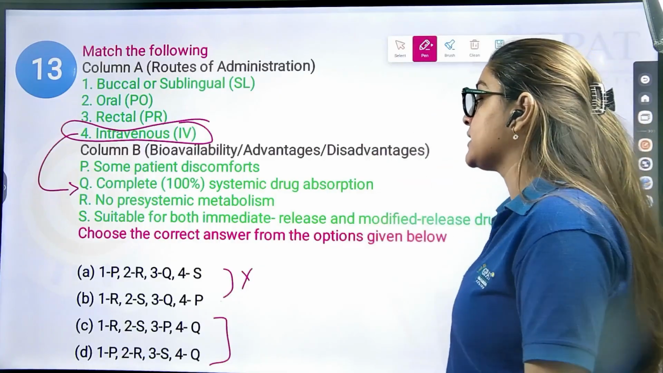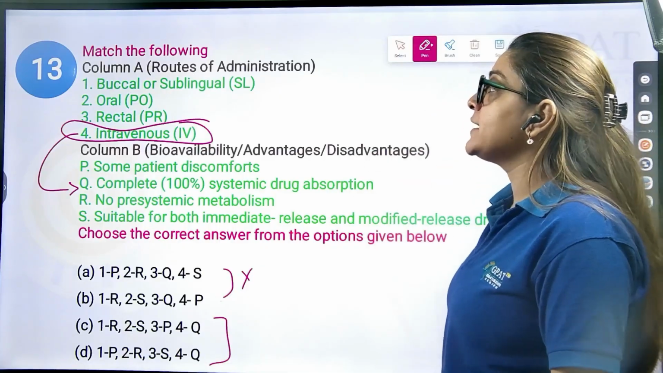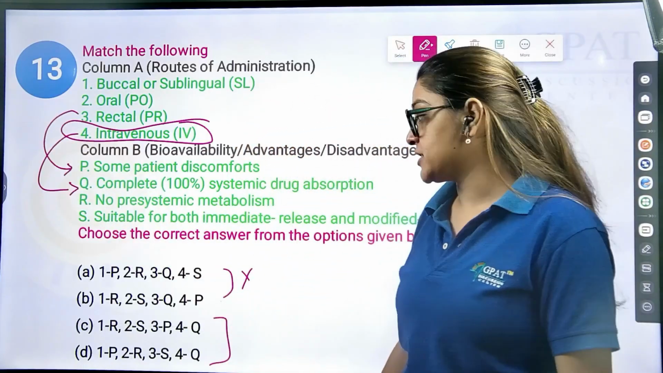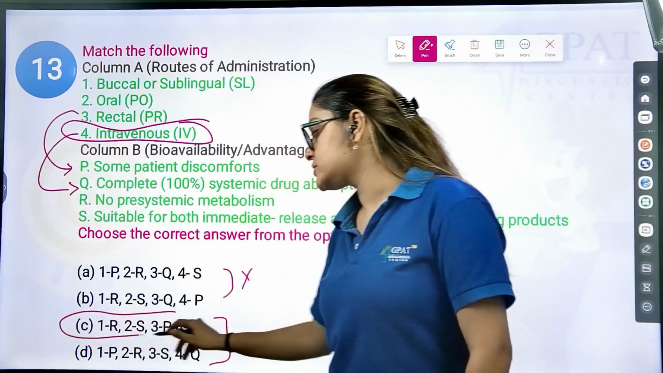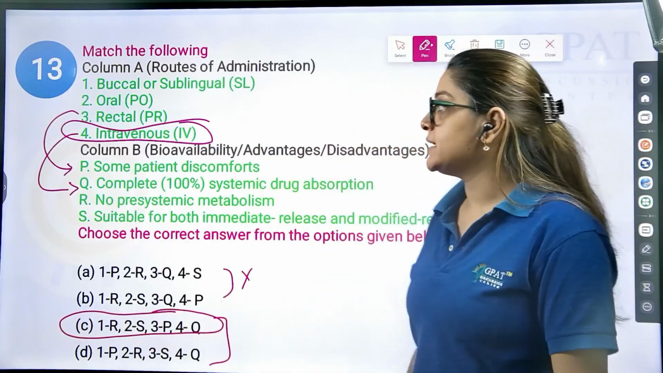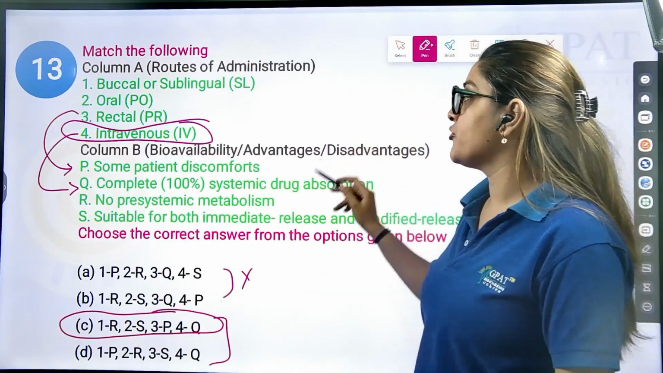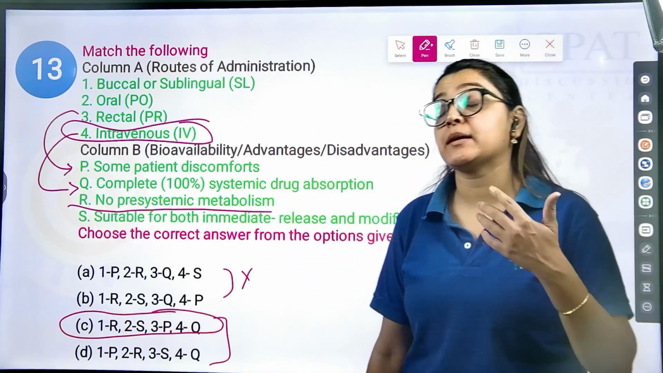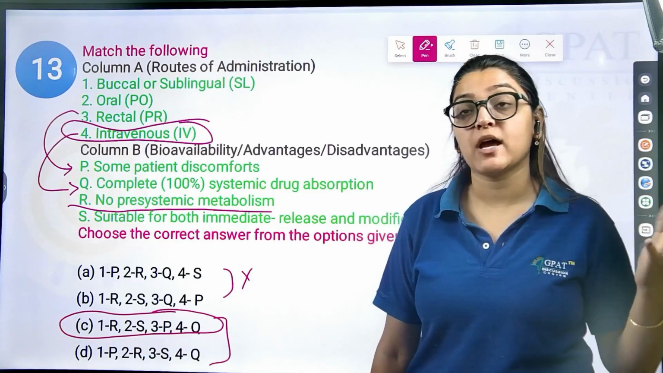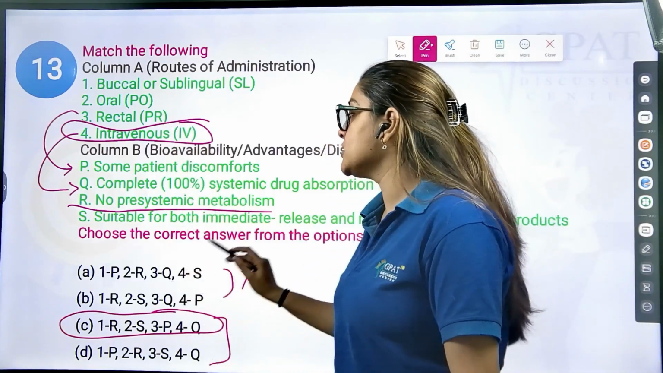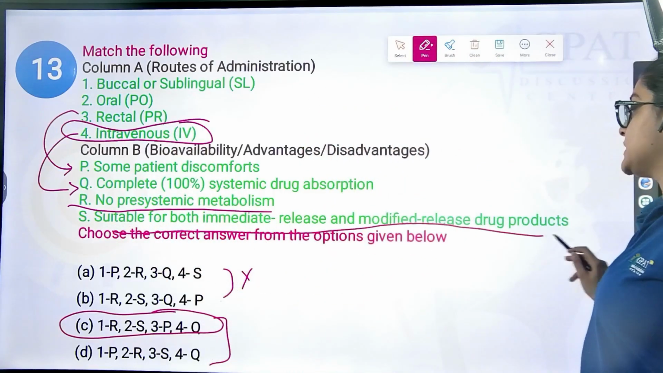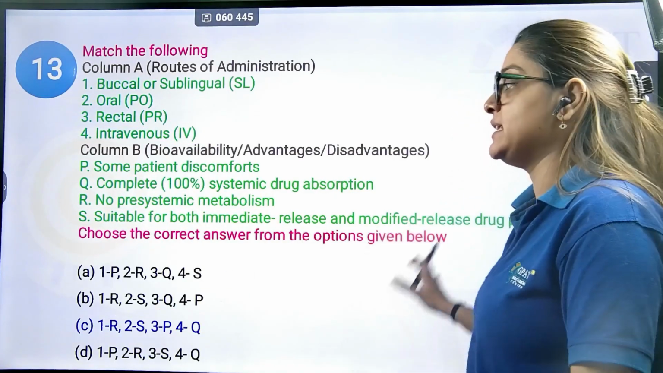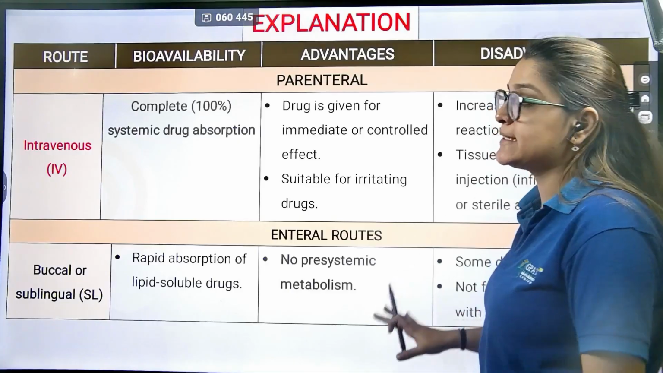Now for the rectal part, we already know that it will cause discomfort to the patients. So we know that the answer now is going to be option C. Still we have the buccal route, where we ensure that there is no pre-systemic circulation or metabolism, or the first pass effect is much hampered. Then the oral route is suitable for both immediate and modified release products. Even if you know the basics of the routes, it is very easy to answer. So option C here is correct.